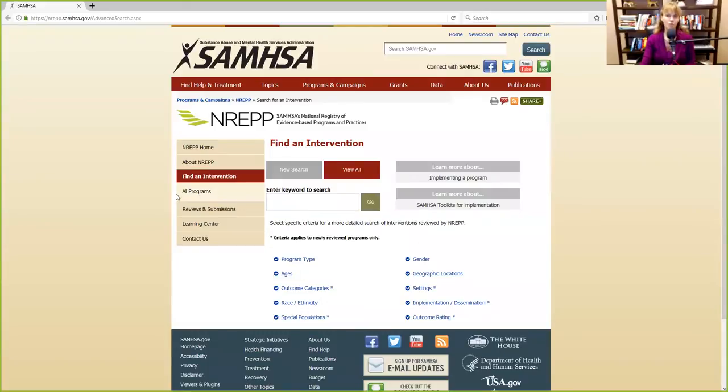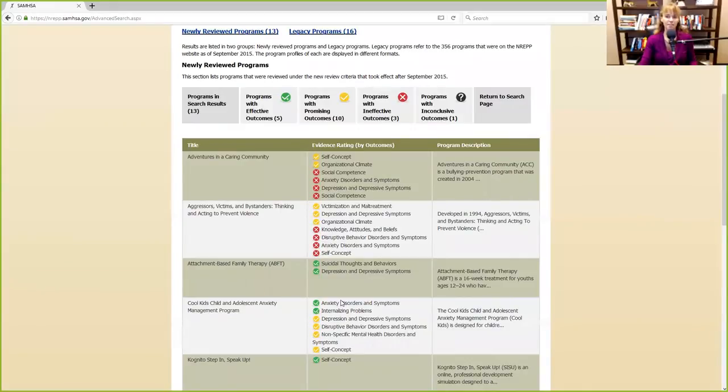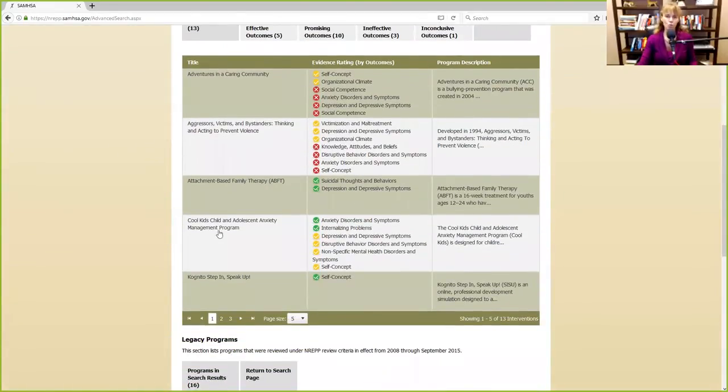So we've looked at the National Registry of Evidence-Based and Promising Practices. We're going to look at the practices that are out there on bullying. And we see that a lot of programs have ineffective outcomes. But there's this one, the Cool Kids Child and Adolescent Anxiety Management Program, that has good results with anxiety disorders, internalizing problems, and may be helpful with these yellow check marks. So if you're working with kids that have anxiety issues, this might be a good choice.